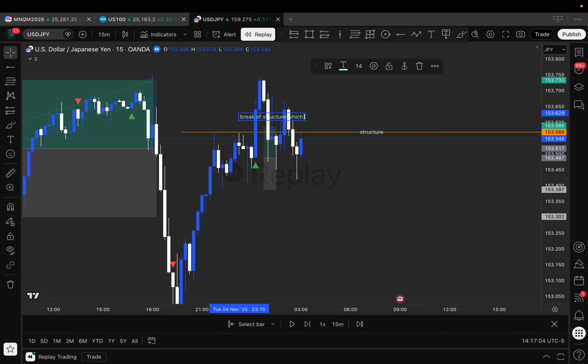Beautiful, beautiful candle, beautiful break of structure. Same thing that happened here. This is the break of structure. Likewise, this is a break of structure. And we just place our limit order here for a 1:1.